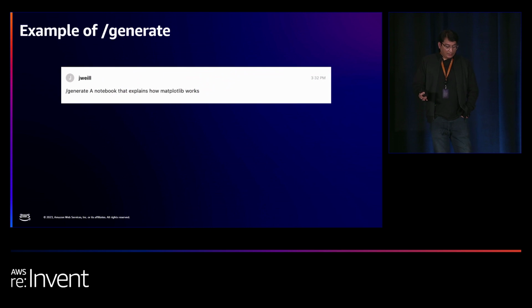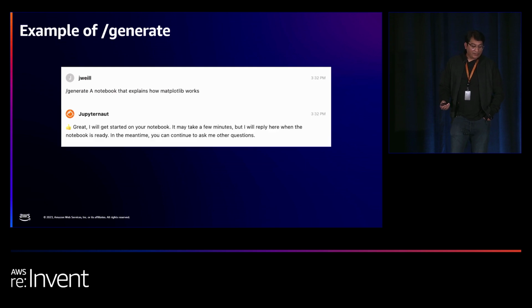There is a command called generate available in the chat interface, and you can type the /generate command followed by the topic that you want to generate a notebook for. For example, here I'm trying to create a notebook for matplotlib. Once you submit that, Jupyter AI is going to give you a response like this, and it's going to go in the background and start working on creating the notebook.